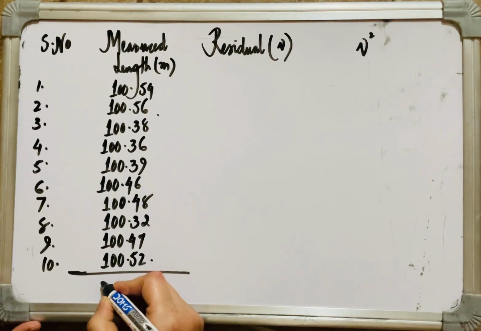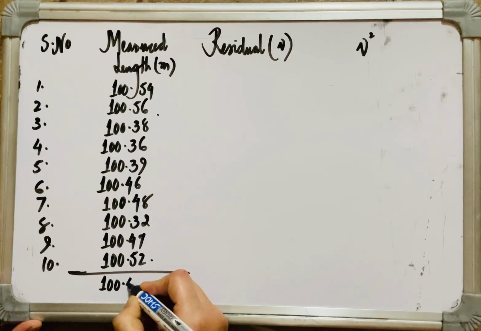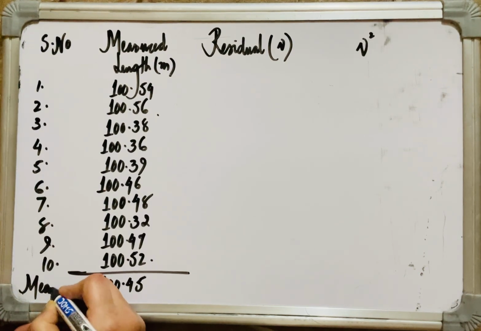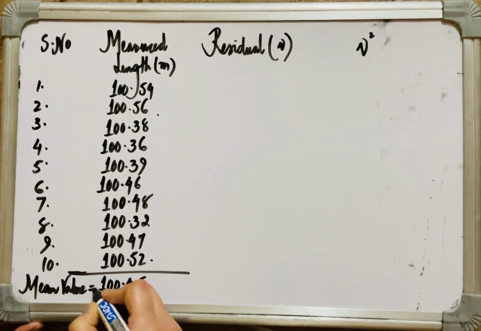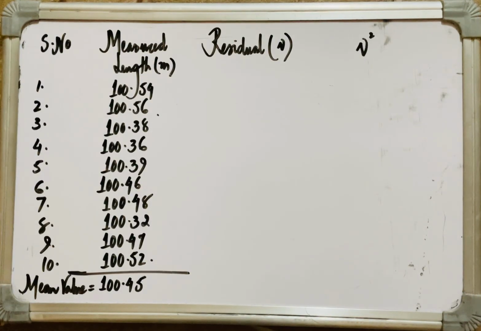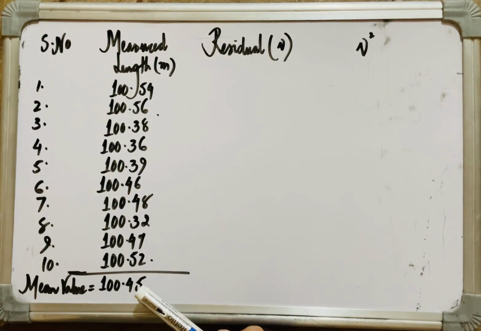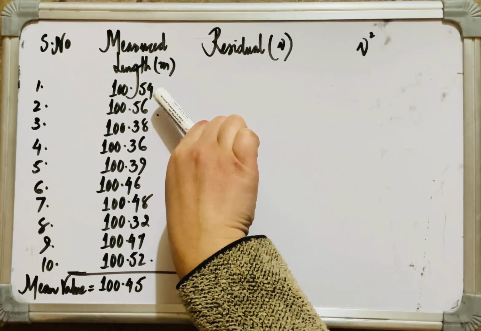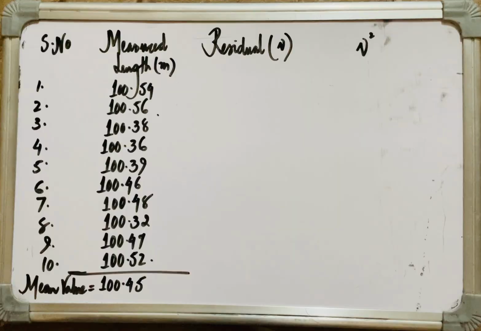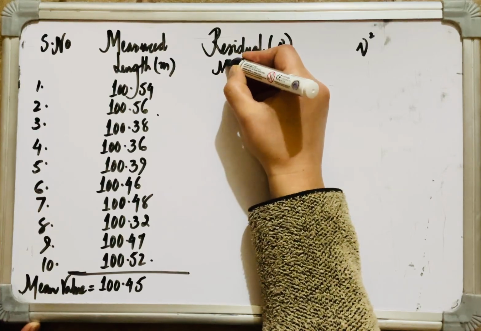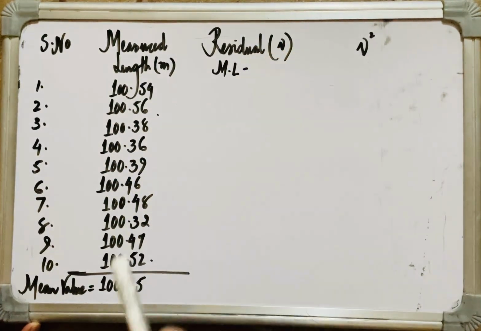100.45 meters. All right, so this is my mean value. I may write it over here. This is my mean value. So next task is to find the residual or the residual error or the variation, that is equal to measured length minus the mean value. All right, so in some cases it will be positive and in some cases it will be negative. All right, what we have to do in each case, we have to subtract the mean value from every measured length. All right, so by calculations, the first one comes equal to, let me write it over here, residual is equal to measured length, that is this, and we have to subtract mean value from it.